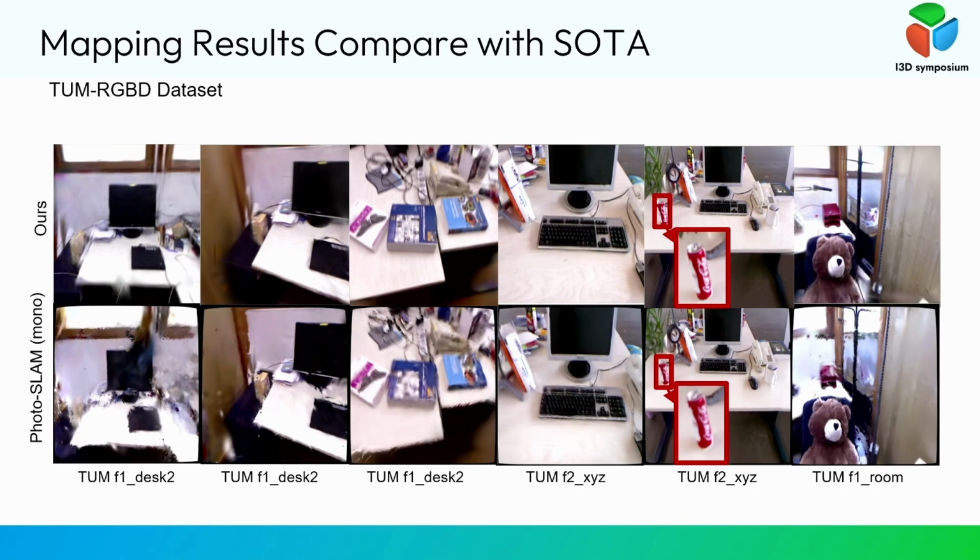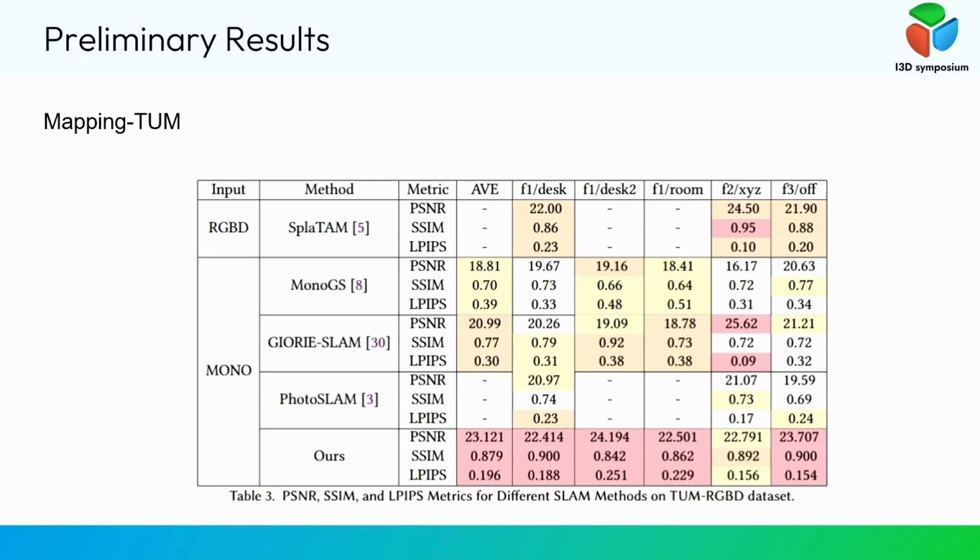And we show some quantitative results on the TUM dataset. Not only do we beat those SOTA monocular methods, we also perform better than the method with RGBD input. That means this Gaussian SLAM method takes RGBD as input, and we only take RGB as input, and we still perform best in PSNR, SSIM, and LPIPS compared with them for most of the scenes.